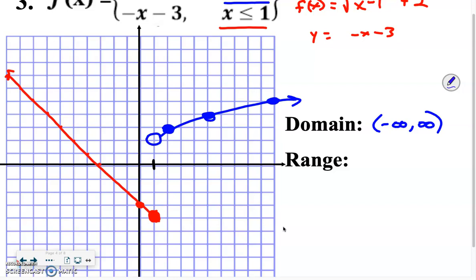We go from low to high. What's my range? What's my lowest point, please? Negative 4 is included. What does it go up to? All the way up to infinity. All right, guys, how do we feel about the piecewise function?